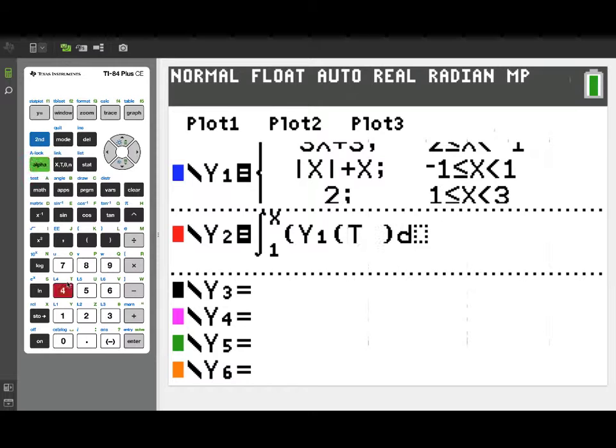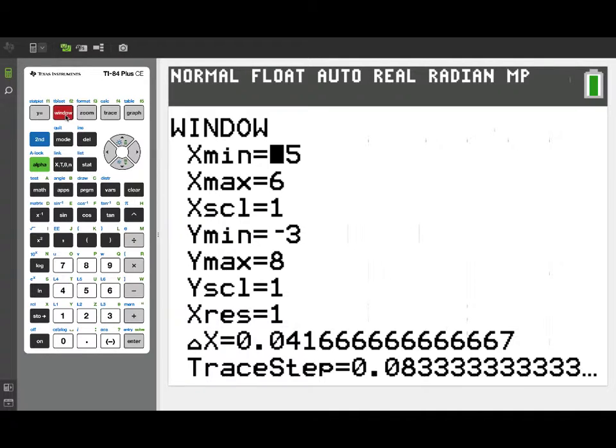And this definite integral function is guaranteed to have y1 as a derivative. But its value would be 0 at x equal 1. So if we want to get a value of 3, let's just add on 3. And now we have a function that has y1 as a derivative and has the value 3 at x equal 1. Let's take a look at the graph of this.